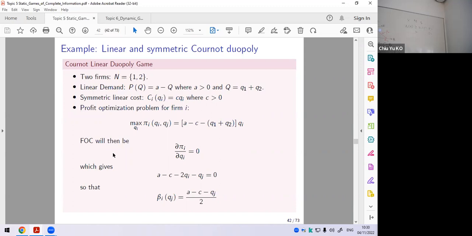We can define it this way, because for a Nash equilibrium we want S1 star to be the best response given S2 star, and S2 star to be the best response given S1 star. So we can write S star, which is just S1 star, S2 star.